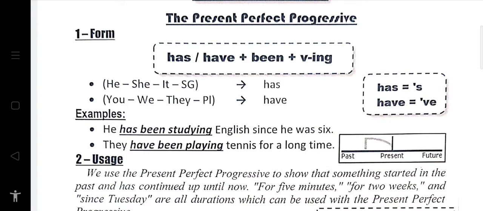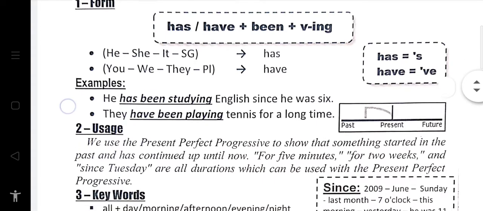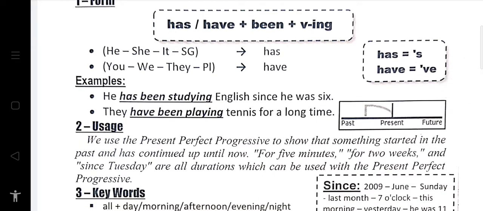It consists of have or has plus been plus verb plus ing. And we all know that have always comes with I, we, they, you, and the plural noun. And for has, it comes with he, she, it, and the singular noun. Also, we can abbreviate has to 's and have to 've. Let's have examples. He has been studying English since he was 6.